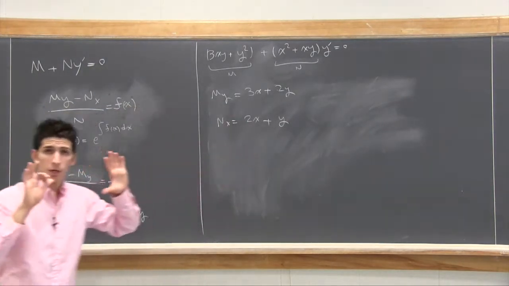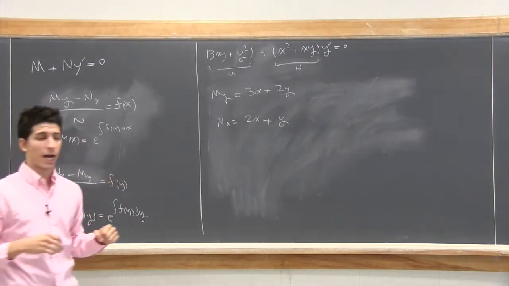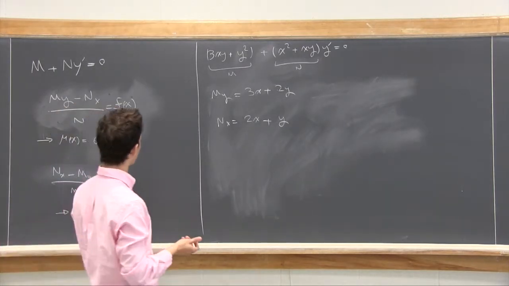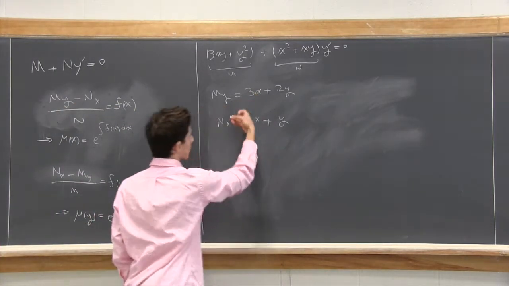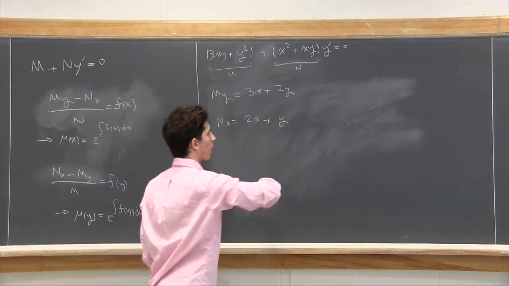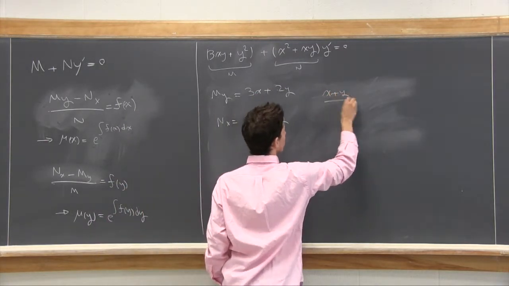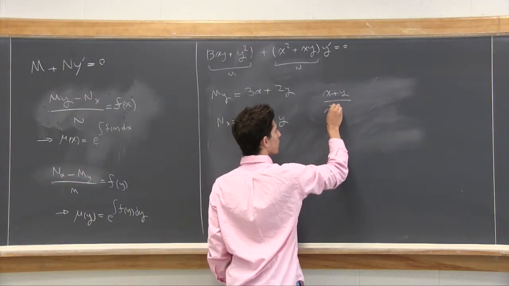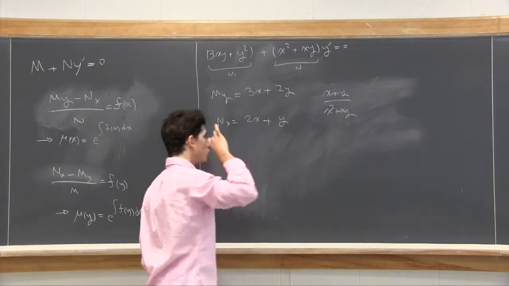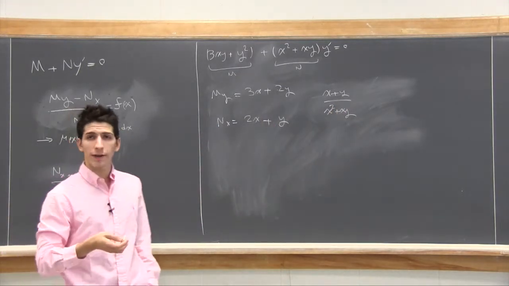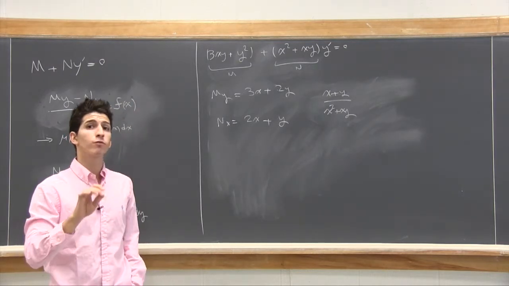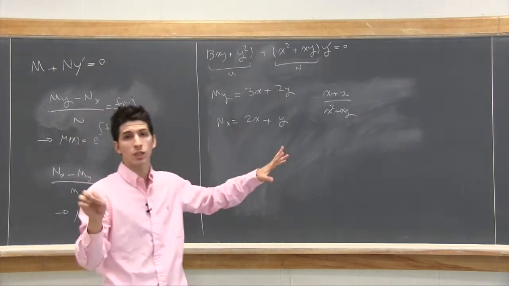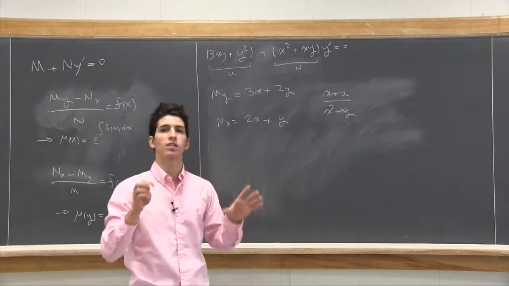I can take the difference now. I'm going to start the process of making this exact. So I'm going to take My minus Nx and divide it by N. So My minus Nx: 3x minus 2x is x, 2y minus y is y, so x plus y, and then N is x squared plus xy. Now, this doesn't look that good at first glance, but like I said, you have to be very patient with these expressions. You're not going to see it immediately. It's not as easy as just factoring this out and it's done.